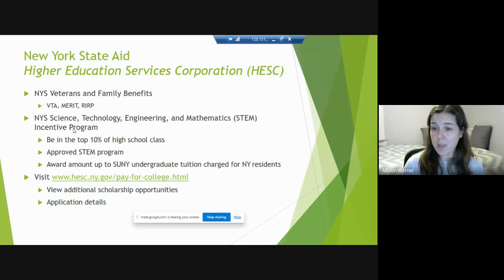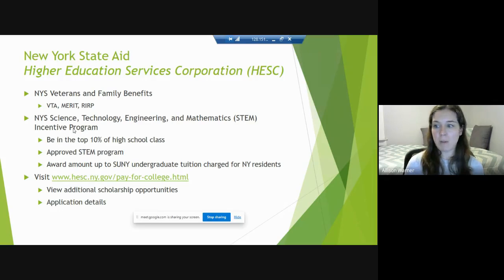Another incentive program that they have is the New York State STEM program. A lot of students typically try to take advantage of this program. Some of the requirements in order to be eligible for that scholarship is that a student needs to be in the top 10% of their graduating class. They must be pursuing an approved STEM degree program at their higher education institution, and they must agree to live in New York State for 5 years post-graduation.